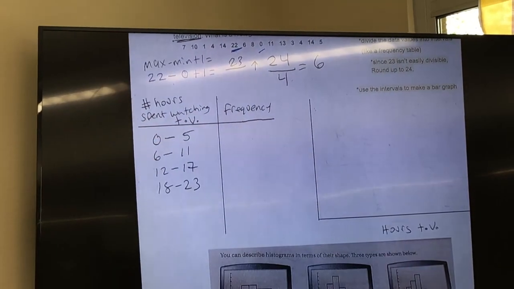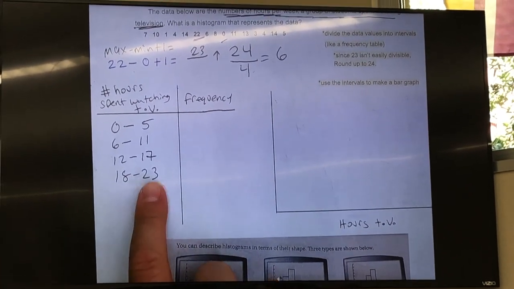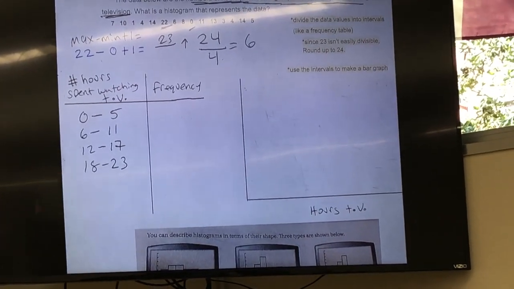Miss May, does that cover all of our numbers? Yeah, because our max is 22. Perfect. 22 will fit in there. Nice. All right. We're searching for the categories 0 through 5.